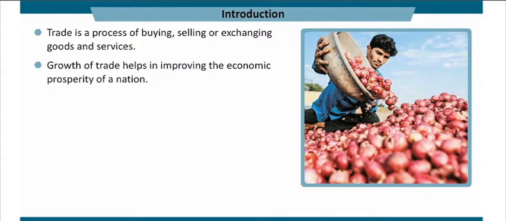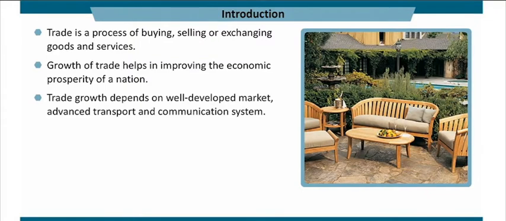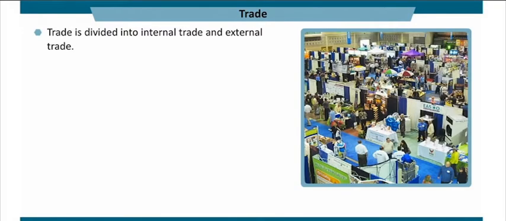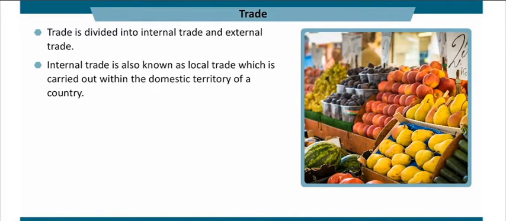Trade is divided into internal trade and external trade. Trade growth depends on well-developed market, advanced transport, and communication system. Internal trade is also known as local trade, which is carried out within the domestic territory of a country. Land transport plays a major role in internal trade. Local currency is involved in local trade.